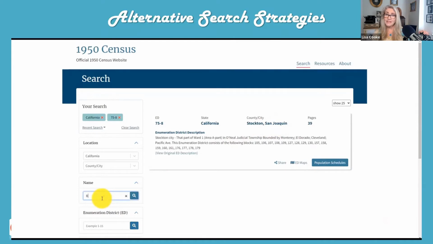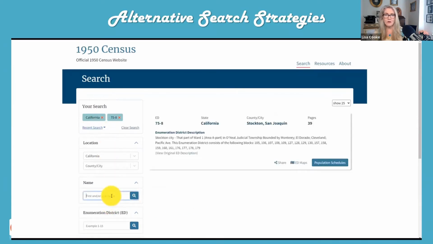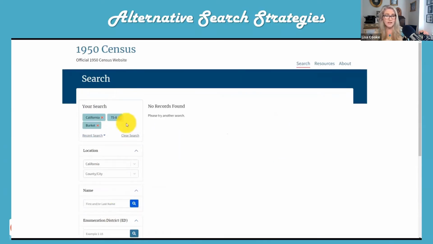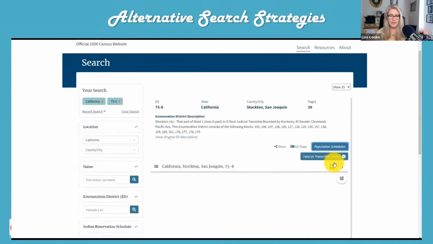Now, I tested this. Could I go back and actually add Burkett? Would it show me the page? It doesn't do it. But that's okay, because one ED is not that many pages to just browse through and take a look. And I even tried different variations on the name just to be sure I didn't miss it. So while it does a great job of finding names on their own, it doesn't seem to work quite as well in conjunction with the ED number.